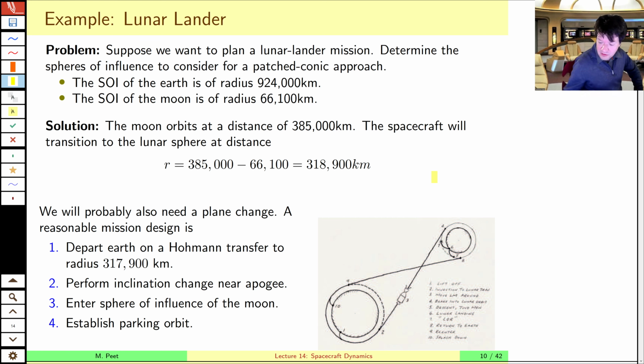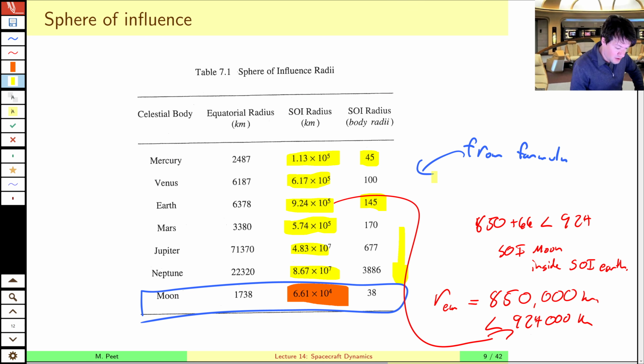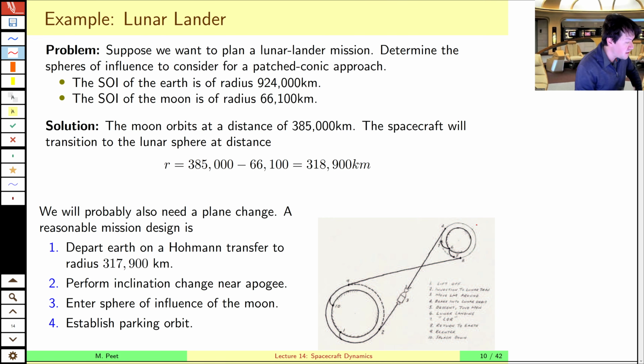So the distance to the Earth Moon is not 850,000, it's 350,000. So my bad. I'm not sure how I messed that up. So clearly 850 plus 66 is less than 924. So my bad.